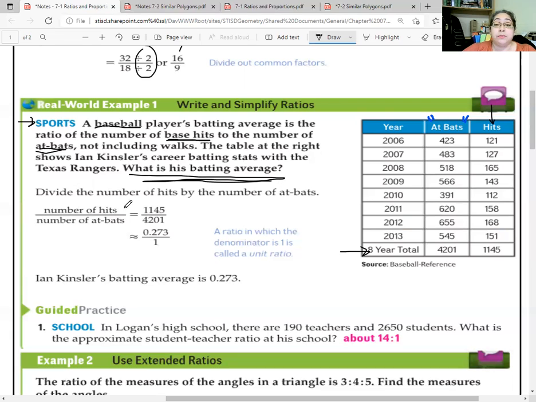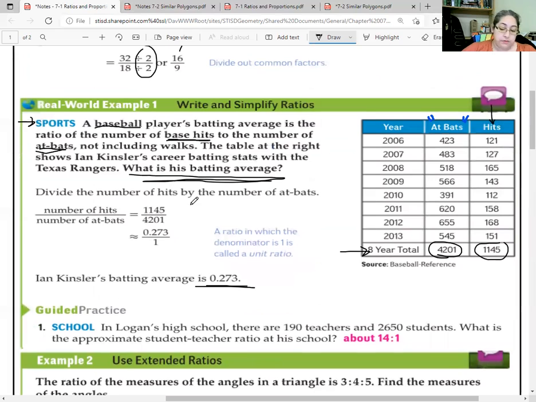So we took the number of hits for the grand total of the year, and then we divided it by the number of times that he went up to swing at it. His batting average then is this decimal, 0.273. I don't know if that's good or bad, but I now know what his batting average is. I suppose if I did this for a whole bunch of players, I could see which one has the higher number and then say, like, they're the better player, so I want them on my team.